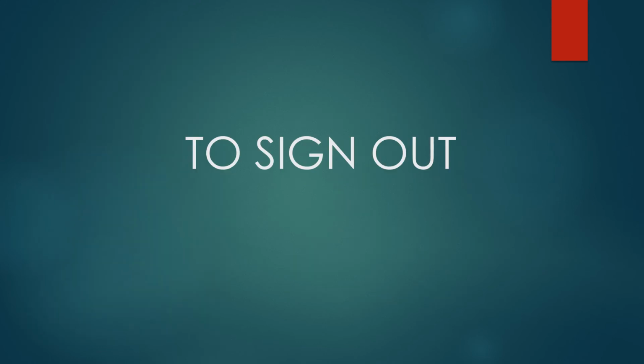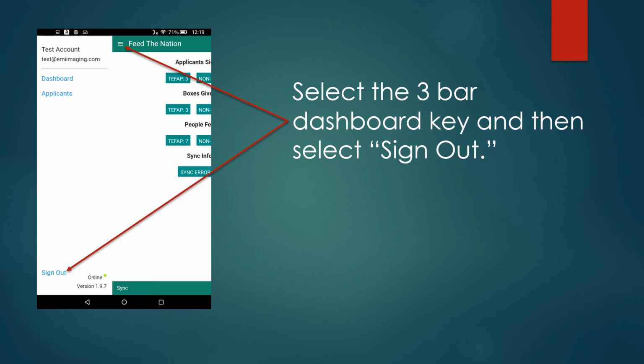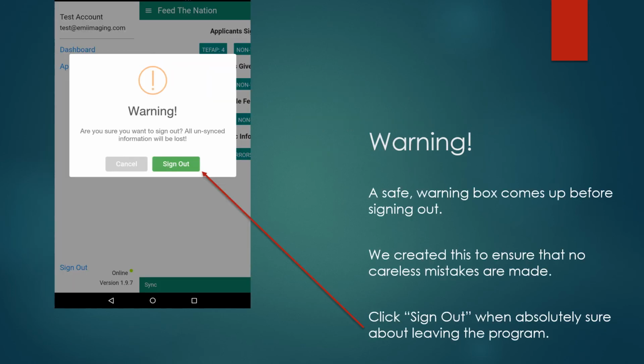Signing out is a very simple process, just like the rest of our system. To sign out of your mobile device, select the 3-bar dashboard key in the top left-hand corner and select Sign Out. Right before signing out, you will see a safe warning box that comes up. It asks you if you are very sure to sign out because any unsynced information will be lost.